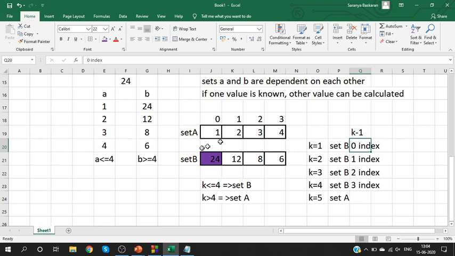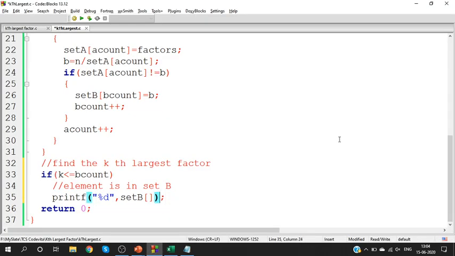If K is 1, first largest is at 0th index. Second largest is at first index. So based on K value, access K minus 1th index. I hope I made it clear. Yes. So print of K minus 1th index.